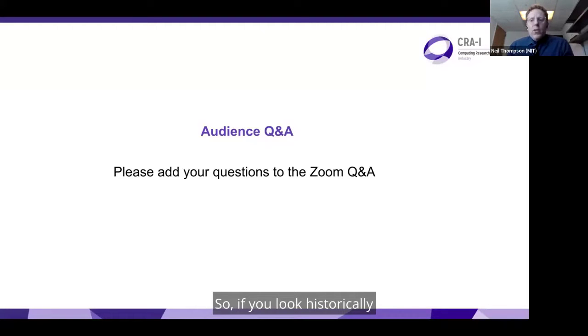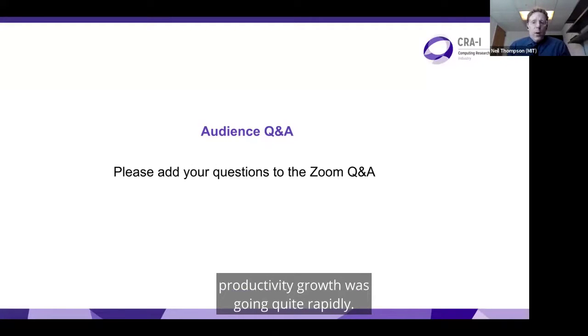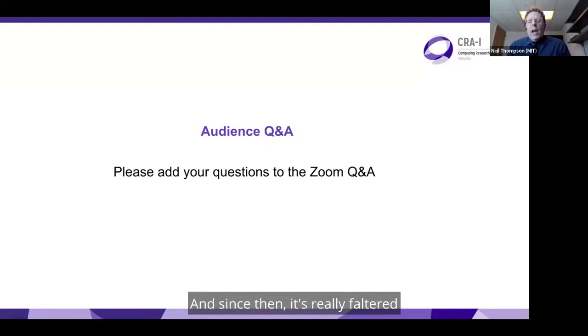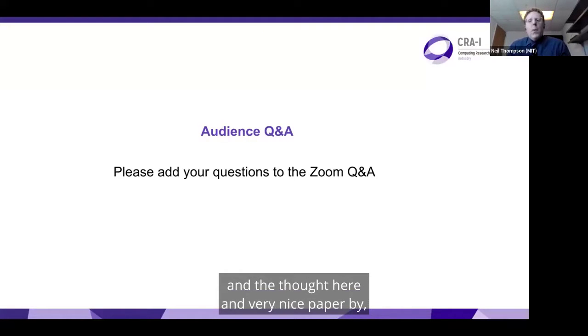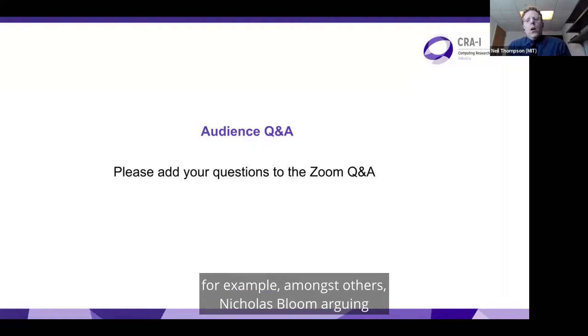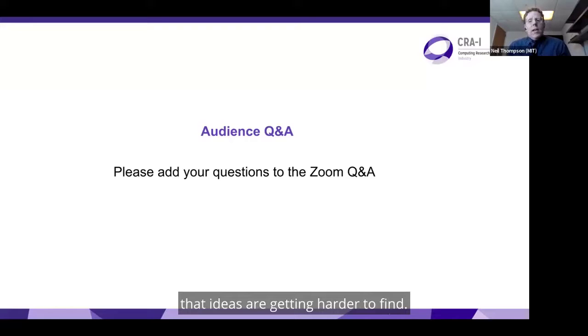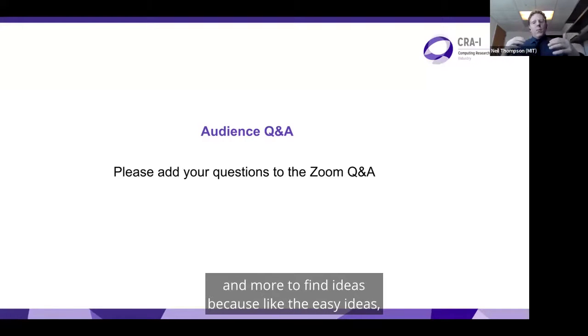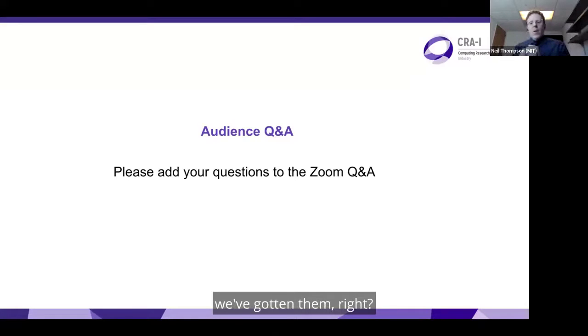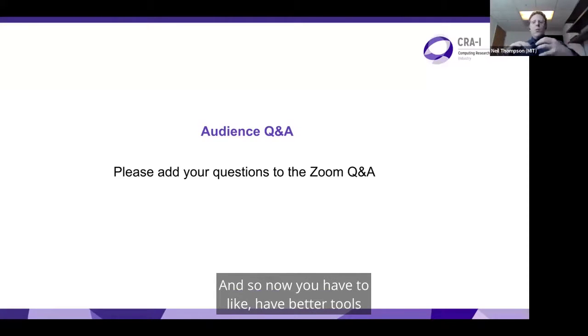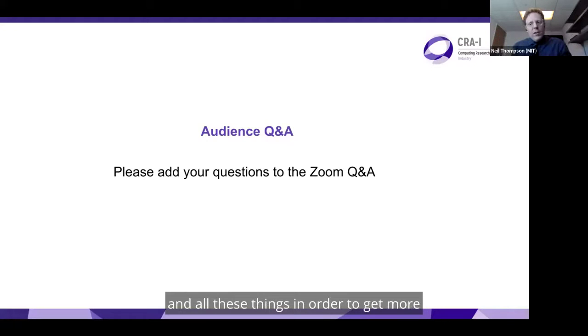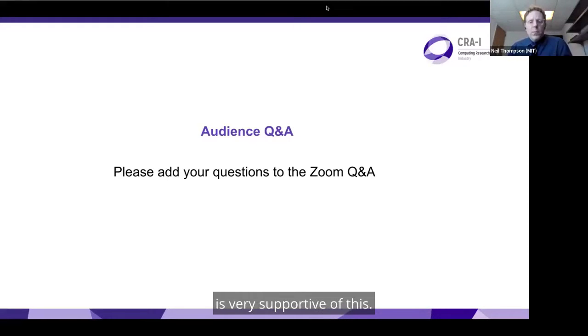So if you look historically in the United States, particularly, you see that up until about 2005, productivity growth was going quite rapidly. And since then, it's really faltered. And the thought here, and a very nice paper by, amongst others, Nicholas Bloom, argues that ideas are getting harder to find. You have to invest more and more to find ideas because the easy ideas, we've gotten them, right? And so now you have to have better tools and more people and more specialists and all these things in order to get more. And as that resource requirement for doing science gets larger and larger, it slows things down. So that's the argument, and the productivity slowdown is very supportive of this.